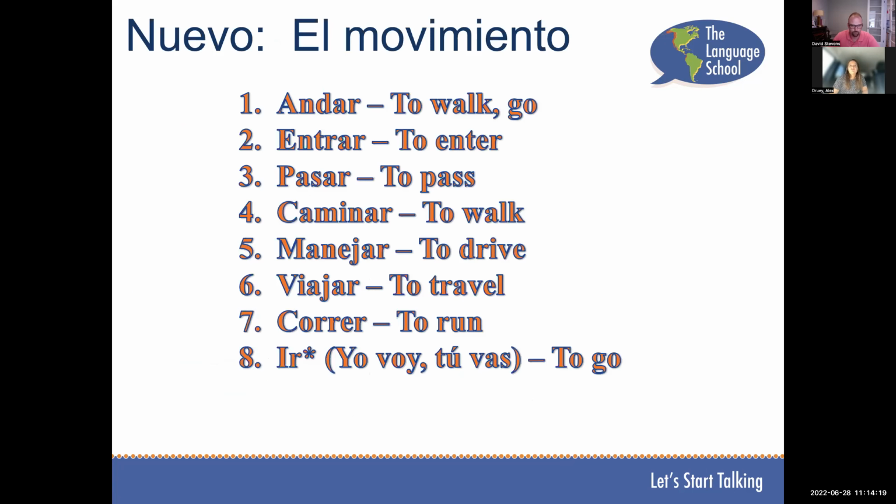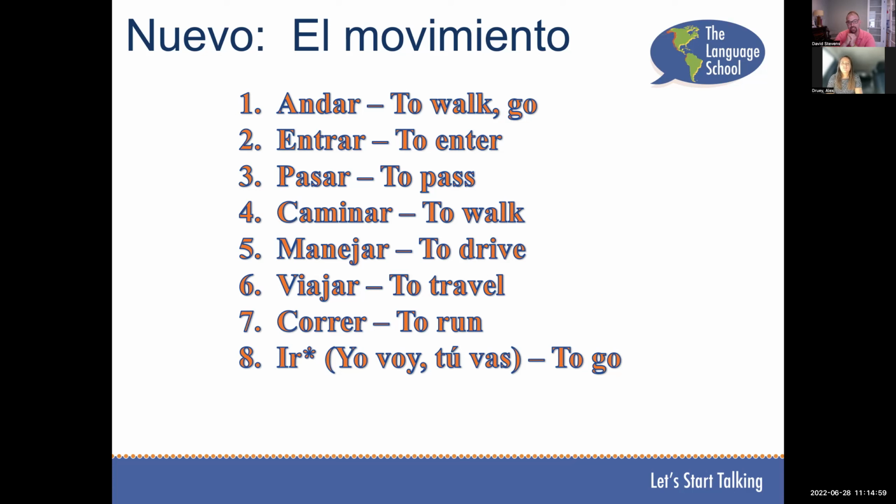Muy bien. Here we're going to talk about movement a little bit. Repeat after me. Andar. Andar is kind of an interesting verb. It's a cross between to walk and to go. Very commonly used in Spanish, but it's a little bit ambiguous, right? It's not very specific. Entrar. Pasar. Caminar. Manejar. Viajar. Correr. Ir. Okay. Ir is irregular.